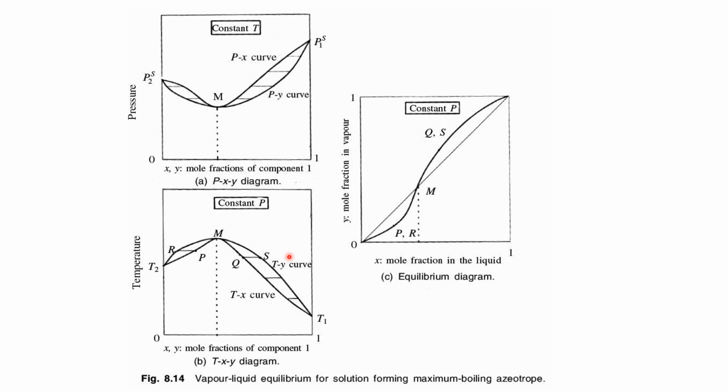The only thing different is the vapor curve, meaning the volatility curve, and the deviations, less deviation and more deviation. The negative deviation shows the maximum boiling azeotrope, and the positive deviation shows the minimum boiling azeotrope. In the next session, we will see the VLE, that is vapor liquid equilibrium, for ideal solutions. I hope this session will help you understand the phase diagrams for binary solutions.